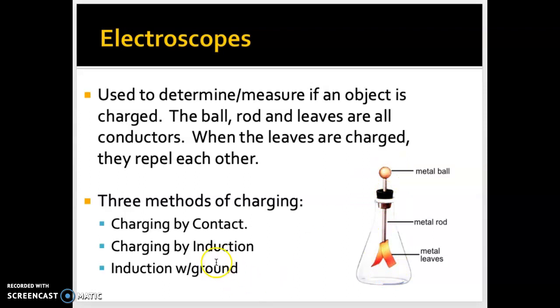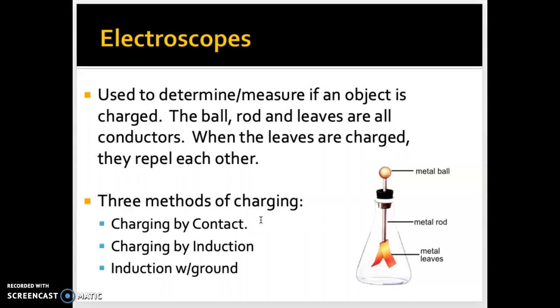And you can also charge it by induction with grounding, like I just showed in the other example. You would bring it near a charged object and then touch it to a ground. Could be just your finger, could be a good ground. And then that will remove the charge that wants to leave, and you're going to be left with an overall net charge. Okay, so that's your notes on different charging methods.